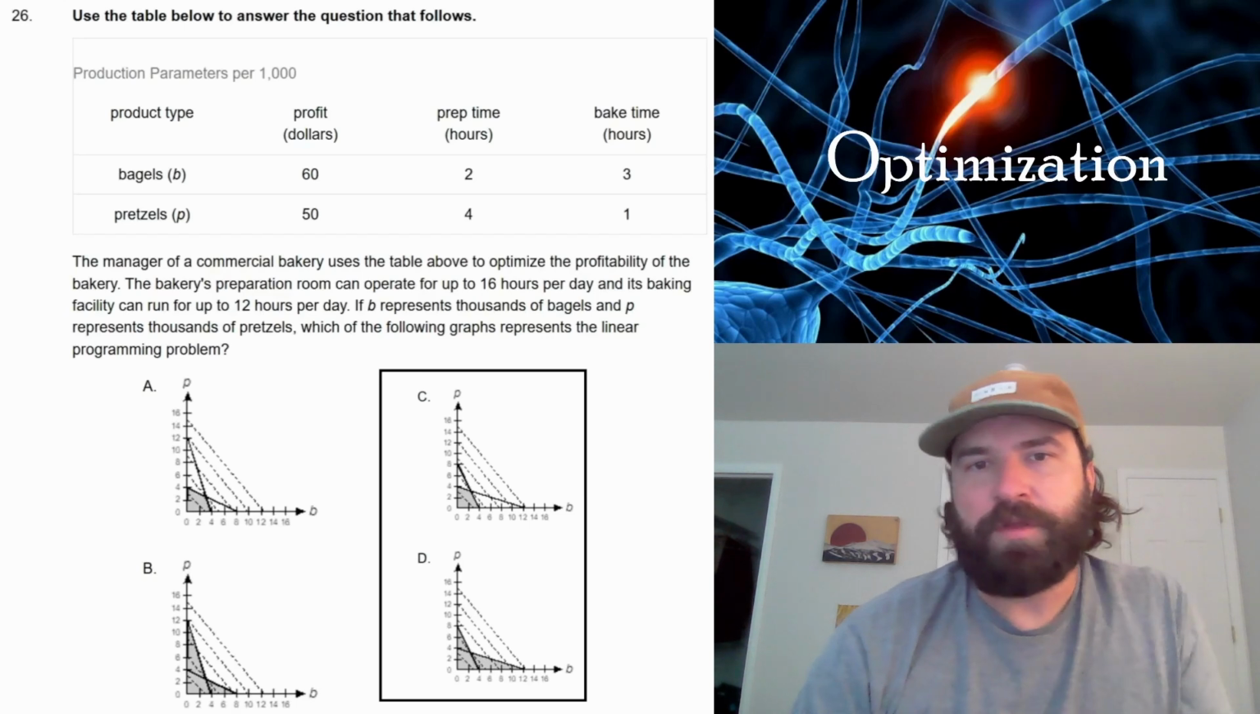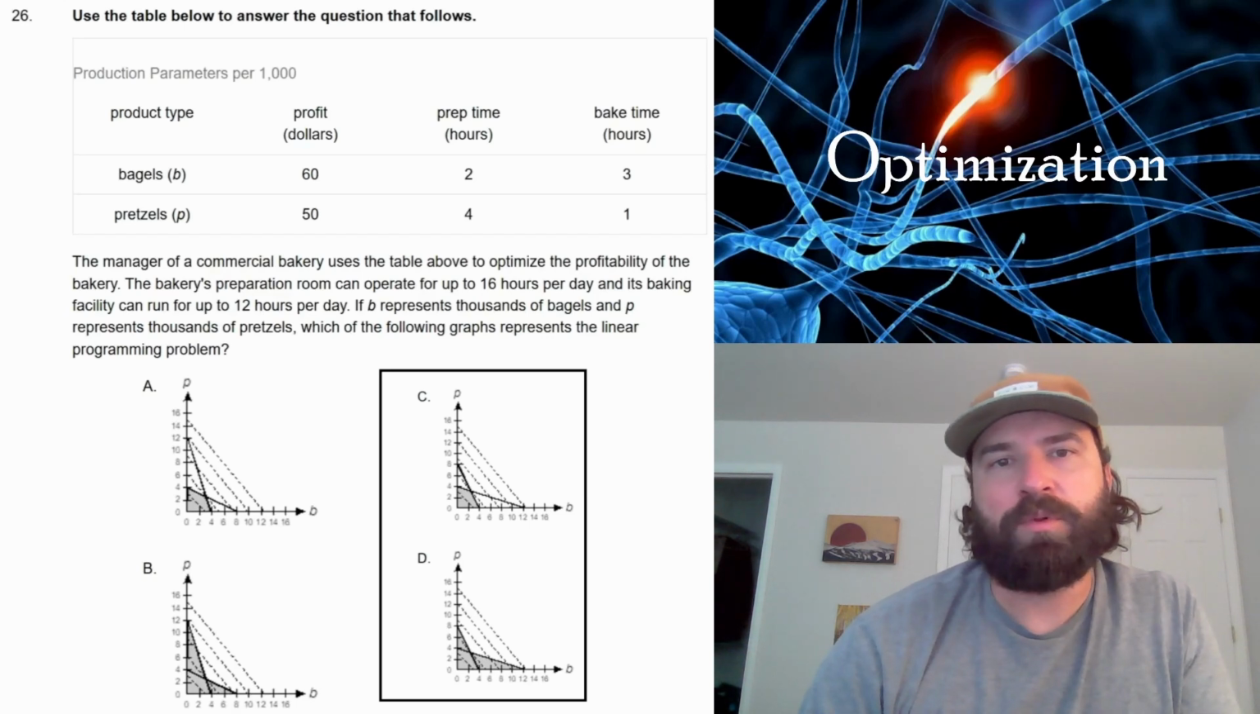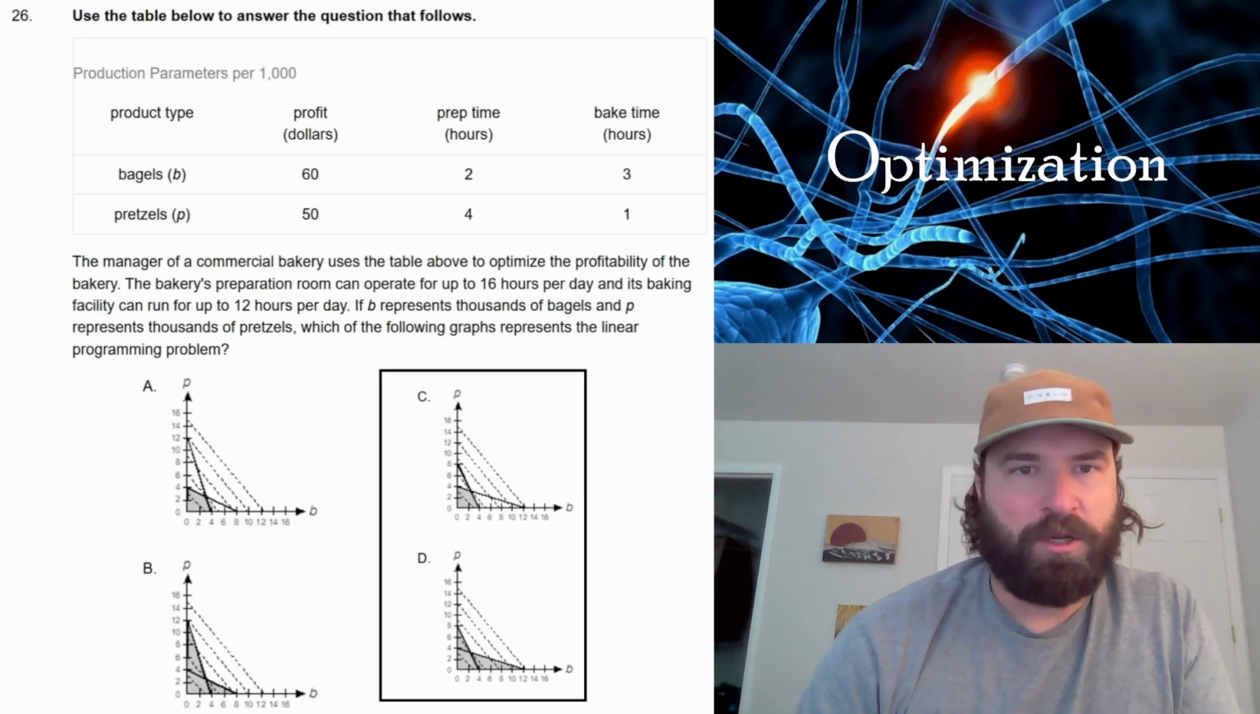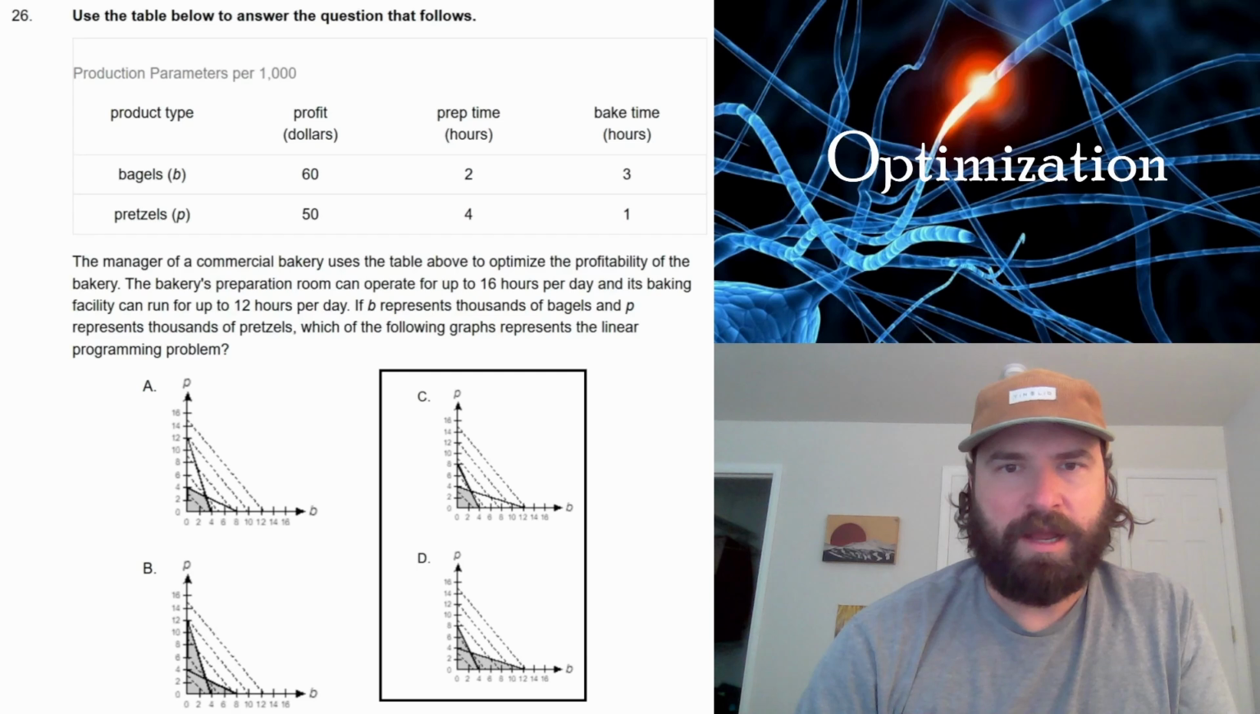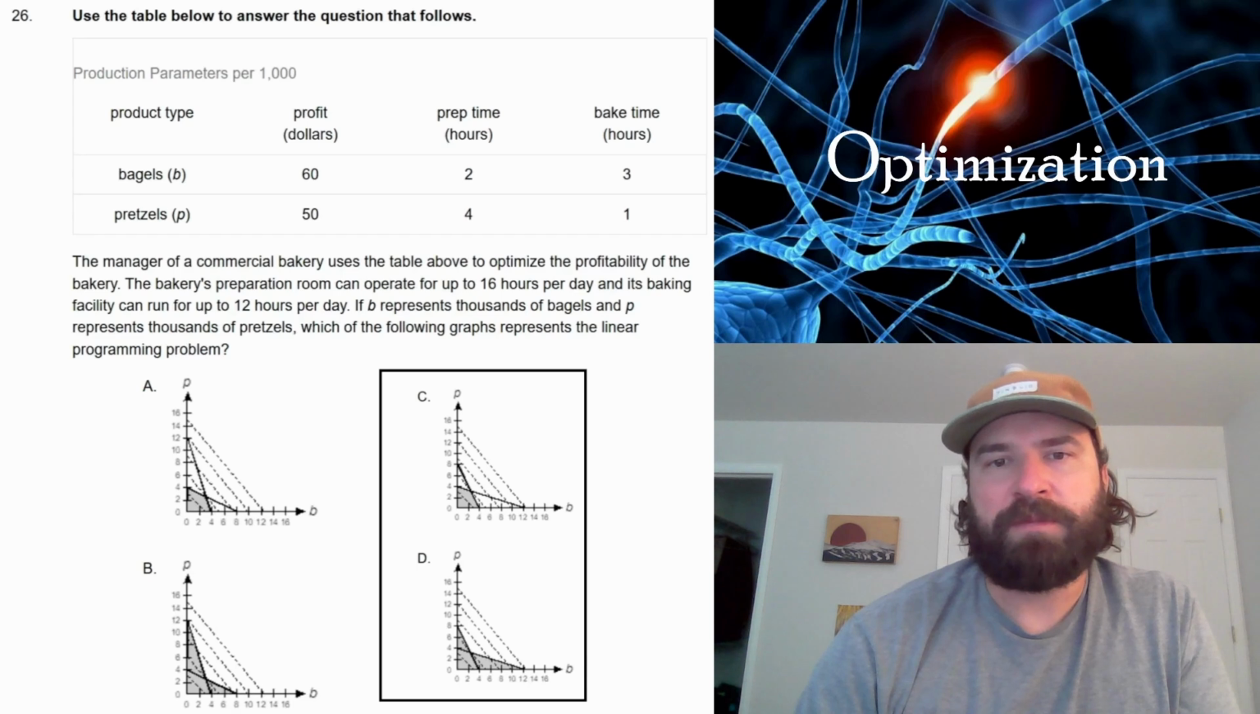All right, let's dive into another MTEL question. This one says, use the table below to answer the question that follows. We've got some information about bagels, pretzels, and their prep time, bake time, and some profit, depending on how these factories are operating. And then the information from the question is that the manager of a commercial bakery uses the table above to optimize the profitability of the bakery.